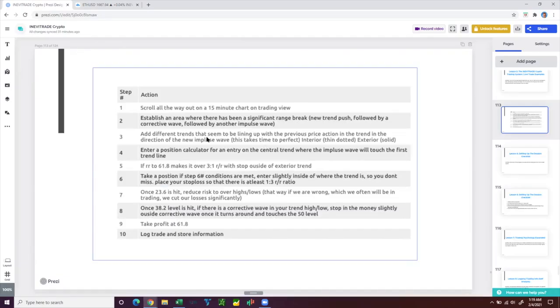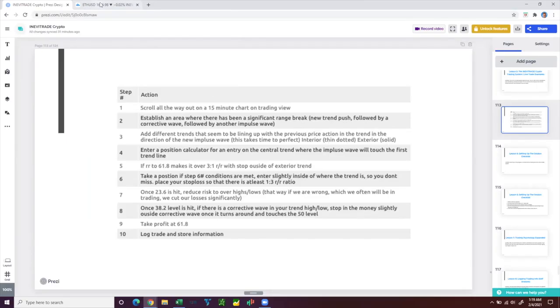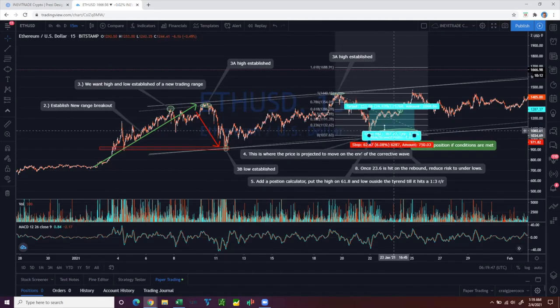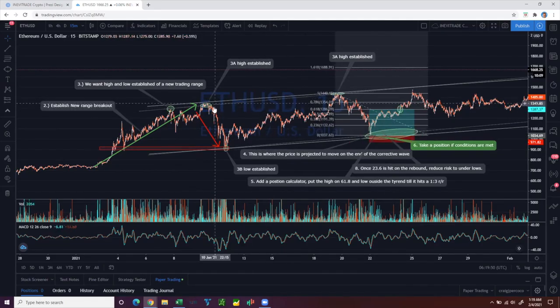Number 3, add different trends that seem to be lining up with various price action in trends of the direction of the new impulse wave. So this takes time to perfect. Interior are going to be thin dotted lines and exterior are going to be solid lines. So like we talked about with the supply and demand imbalances, we want to look at levels where we're seeing the price bounce off of. We want to use dotted lines on interior ones and solid lines on exterior trends that we find in order to be able to optimize our risk reward when we're doing our position sizing. So just bear with me and you'll understand why in a second.